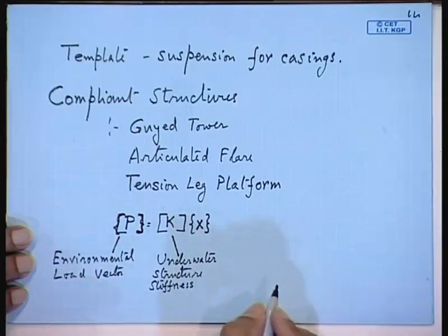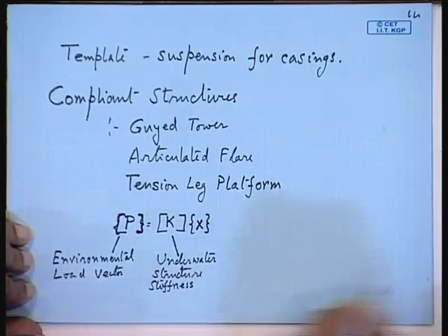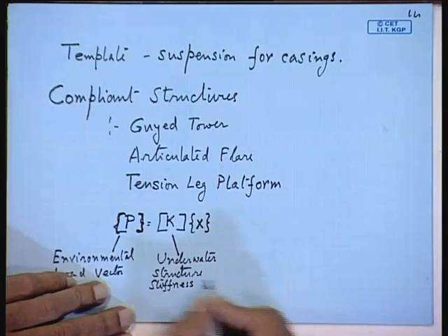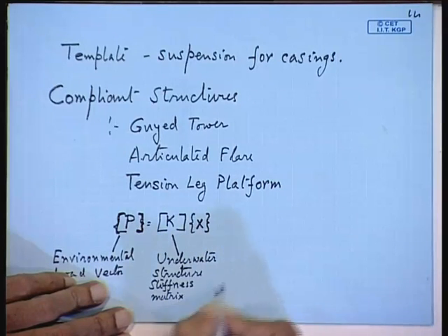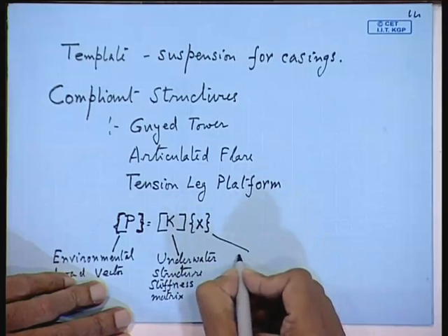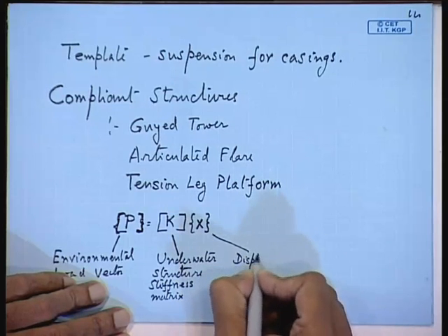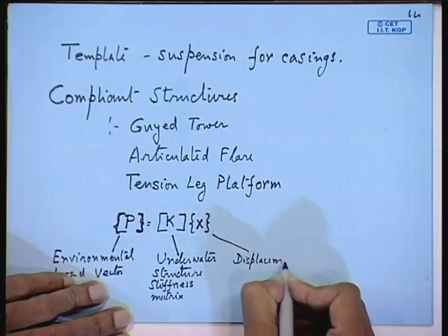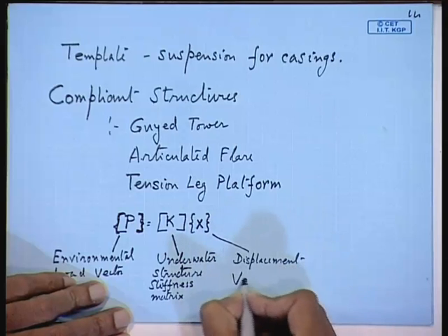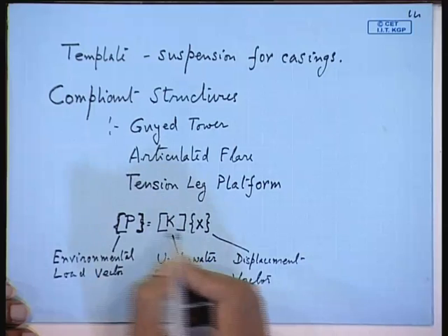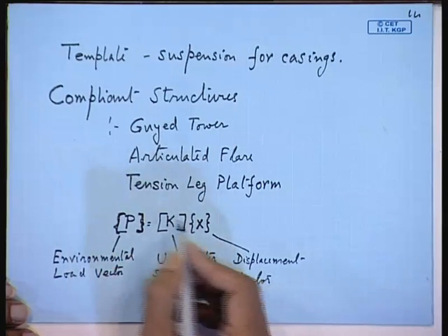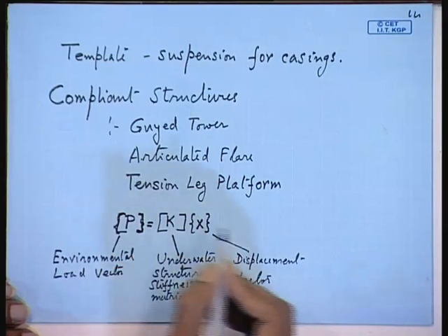So, any solution to your ocean engineering problem will not be a simple one or two line equation. So, this is called a stiffness matrix. And the last is called the displacement vector. Now, if you look at this equation, you will find that this environmental load vector is coming from the environment. So, this you cannot change.